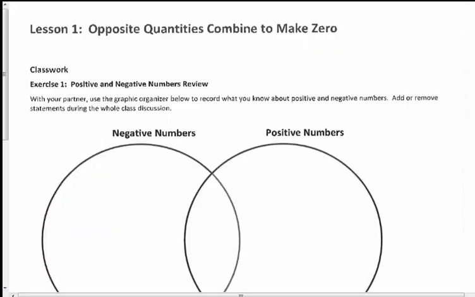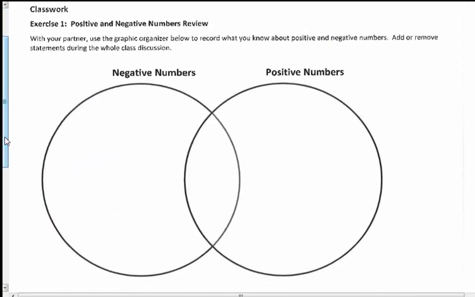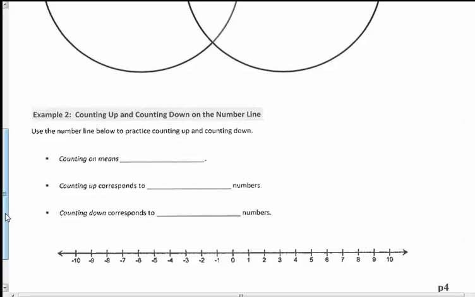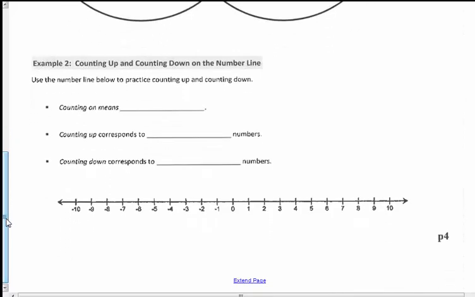The next page. Positive and negative numbers. With your partner, so we're going to do this in class, use the graphic organizer below to record what you know about positive and negative numbers. Add or remove statements during the whole class discussion. So we're going to do this in class, and we will finish page 4 and 5 in class. No, you don't have to do it right now on the video. If you want to try a couple of them, you can. But that's it for this video.